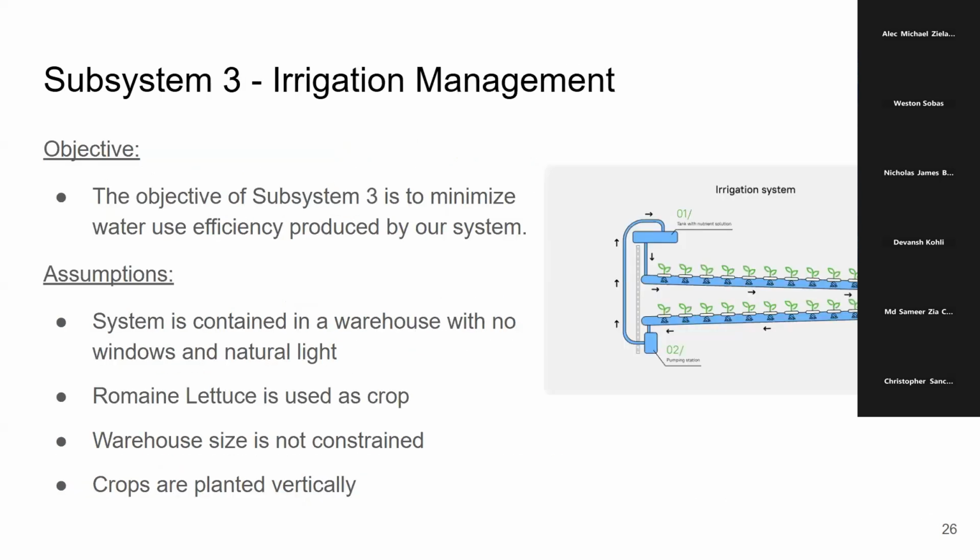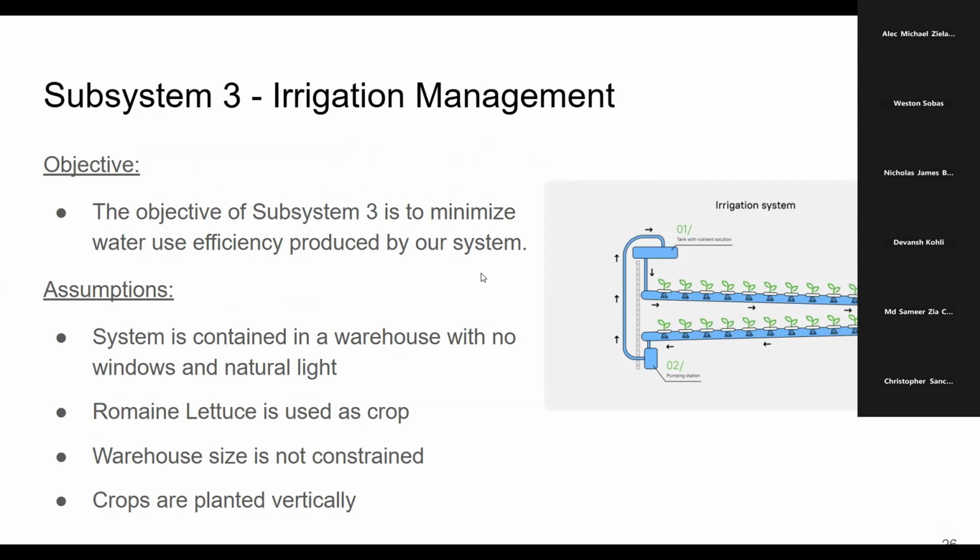Subsystem 3 touches on irrigation management. The objective of the subsystem is to minimize the water use efficiency produced by our system. A few assumptions have been already mentioned prior to this, but a few new ones include romaine lettuce used as the crop, warehouse size is not constrained, and crops are planted vertically.